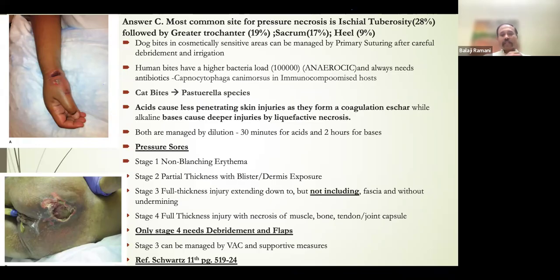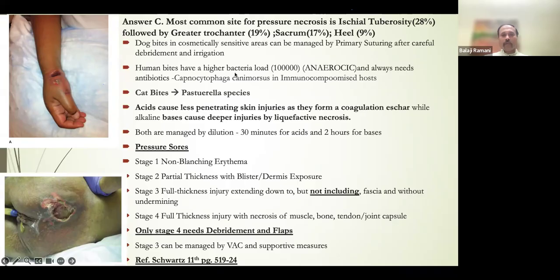So anything less than this, down to fascia but where the fascia itself has not started to necrose, then you can plan for a VAC dressing and manage it like that. So that is the management of pressure sores. This can come as questions, either the staging or the management. Both of these have come at times as examination questions.